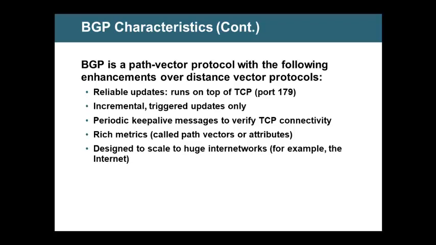Now, it has incremental and triggered update. Whenever a change happens, the change alone is sent immediately. Not the complete database is going to be sent, only the change. And because it's a TCP protocol, there are keepalives sent between the routers every 60 seconds. The next thing is BGP has a rich metric called attributes.